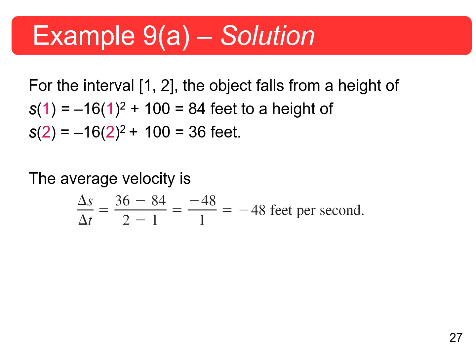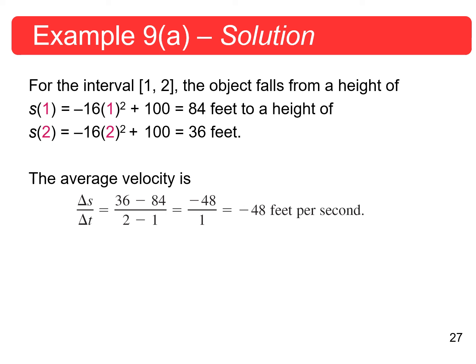And then to get the average velocity, you just get the change in height. You start from 84 to 36, so this is your second position. So you have 36 minus 84 divided by 2 minus 1. That is equal to negative 48. So 36 minus 84 is negative 48, divided by 1, is negative 48 feet per second.